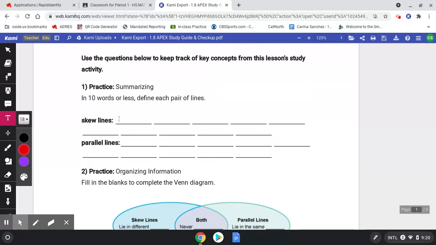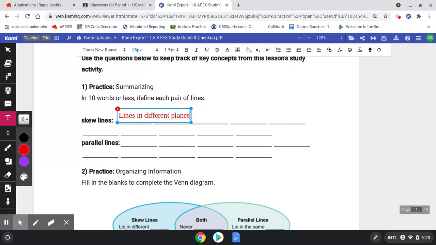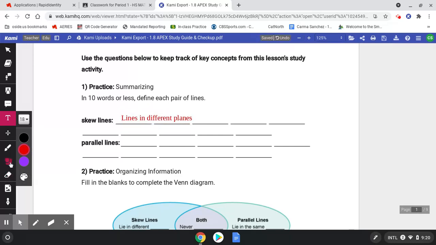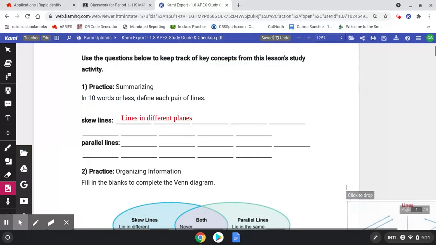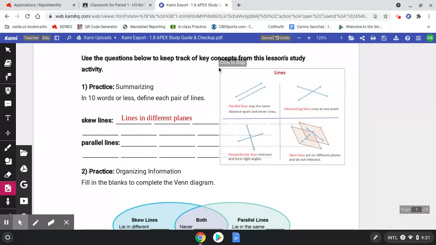So skew lines. In 10 words or less, please define each pair of lines. A possible response could be lines in different planes. But go ahead and Google it and see what pops up for skew lines. And also if you Google it, you can find an image. I'm going to go down here to insert a media. And I just got this little image here so you could compare.